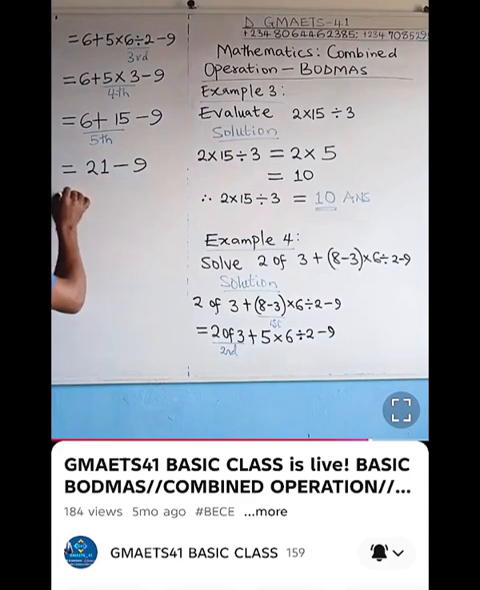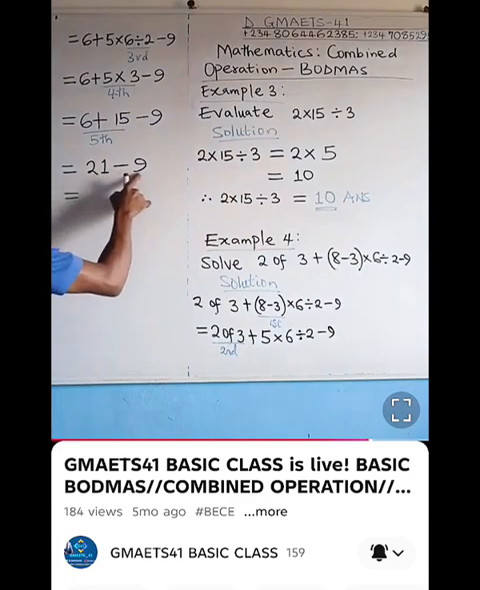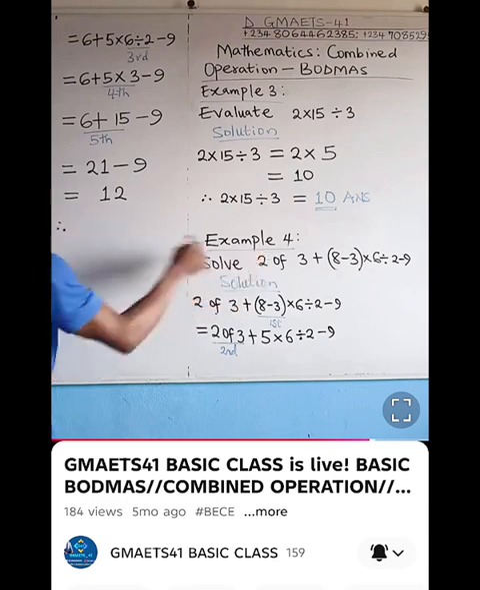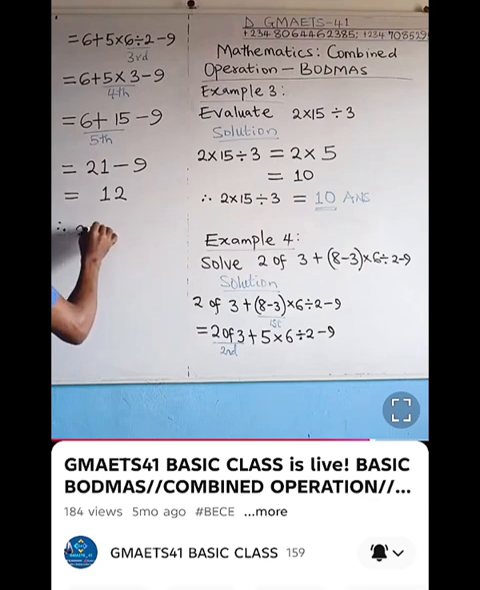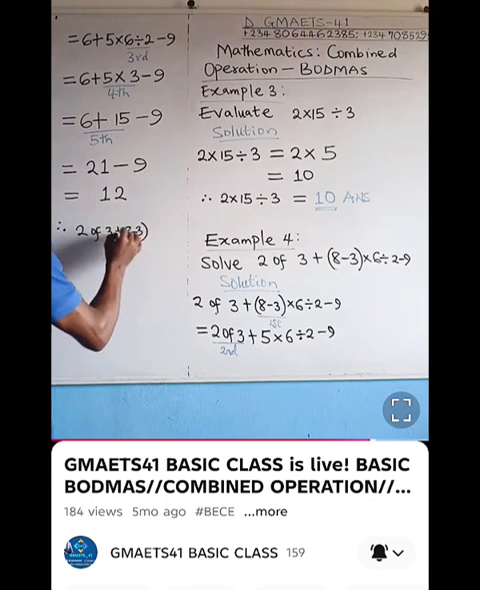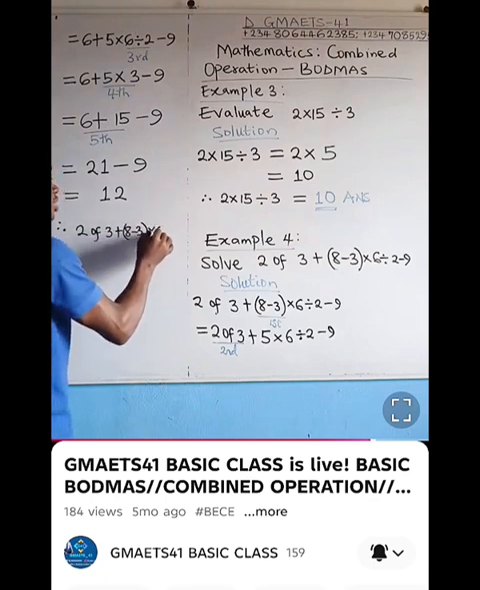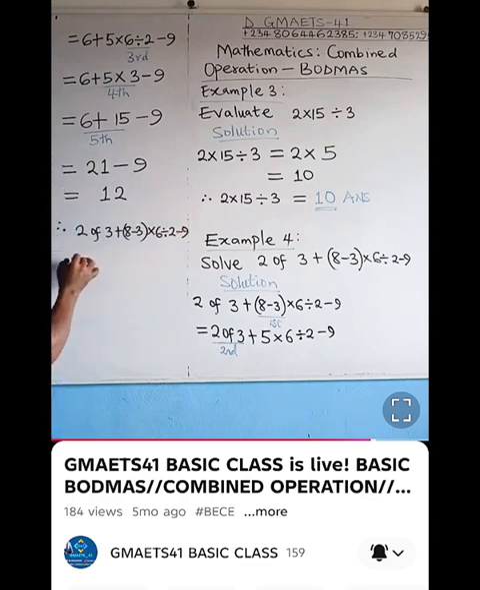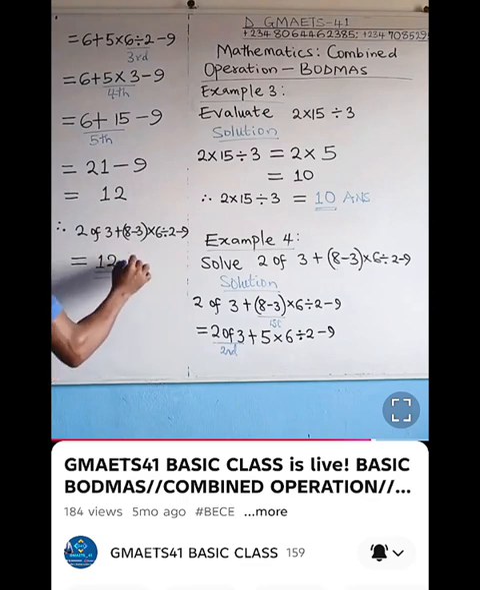In conclusion, 21 minus 9 is 12. So we can now say we have gotten our answer. Therefore, going back to the question, 2 of 3 plus 8 minus 3 in brackets times 6 divided by 2 minus 9 is equal to 12. That is the answer. It is equal to 12.